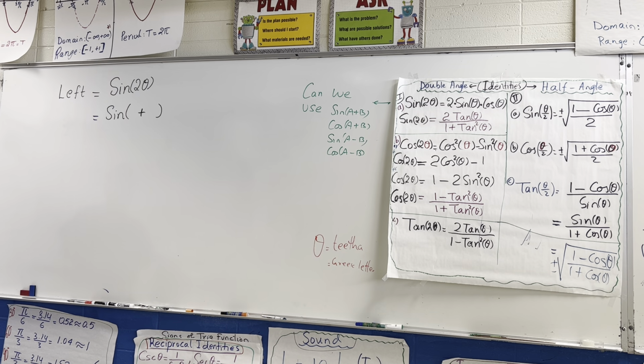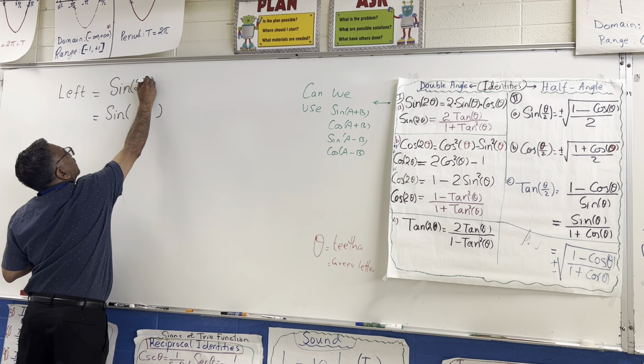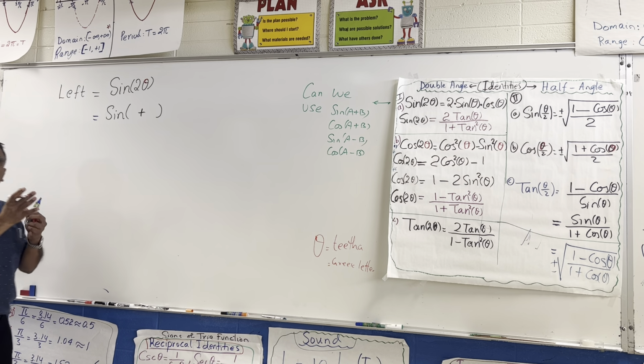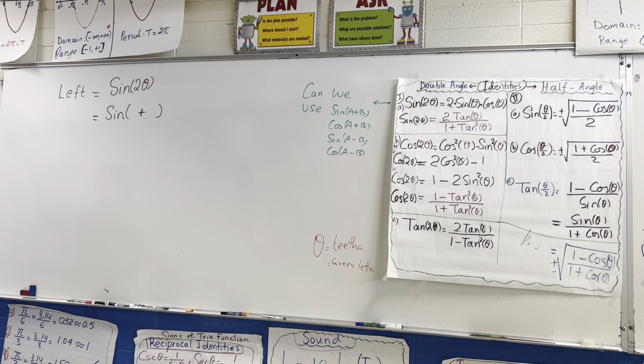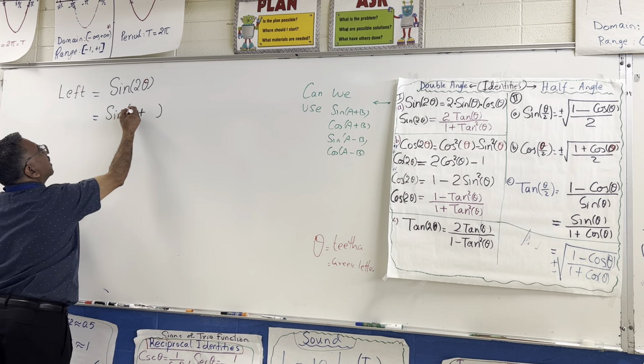So how do I write that? Instead of 2 theta, how many thetas are here? Two of them. So how do I separate them? Theta plus theta. So that's all I'm asking. So you can write this as theta plus what? Plus theta, the red one and the blue one, is that okay?